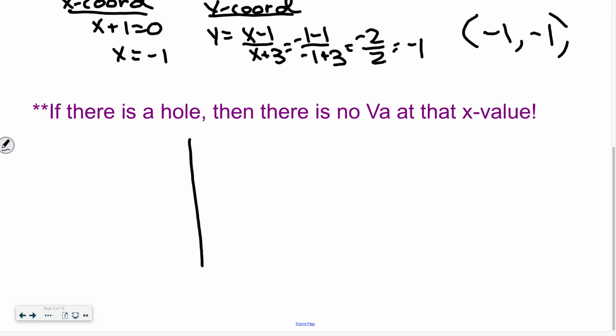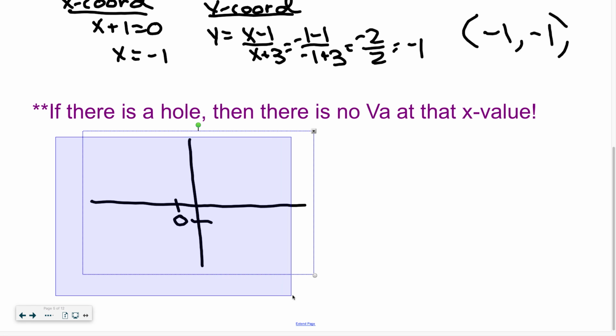If I were going to graph that, I would draw an open circle at -1, -1. Okay, any questions about the hole that you want to ask me? I'm going to copy this.